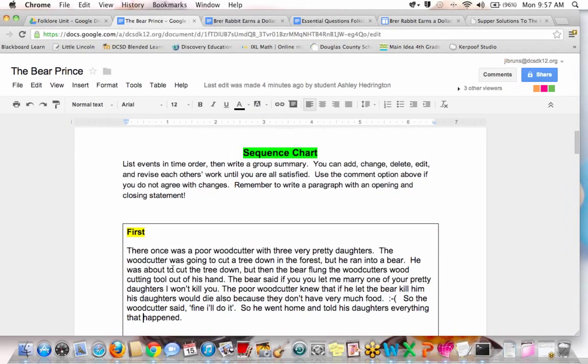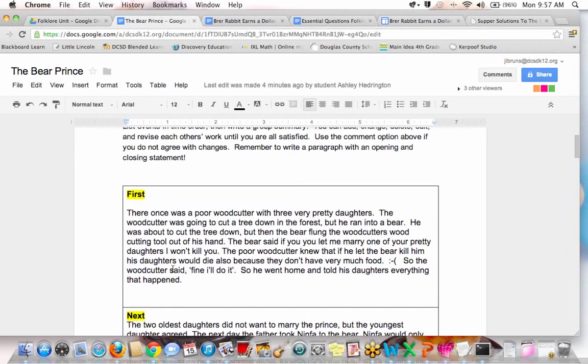All right. Ashley, read what happened first to the group. Okay. There once was a poor woodcutter with 3 very pretty daughters. The woodcutter was going to cut a tree down in the forest, but he ran into a bear. He was about to cut the tree down, but the bear flung the woodcutter's wood-cutting tool out of his hand. The bear said, "If you let me marry one of your pretty daughters, I won't kill you." The poor woodcutter knew that if he let the bear kill him, his daughters would die also because they don't have very much food. So the woodcutter said, "Fine, I'll do it." So he went home and told his daughters everything that happened.